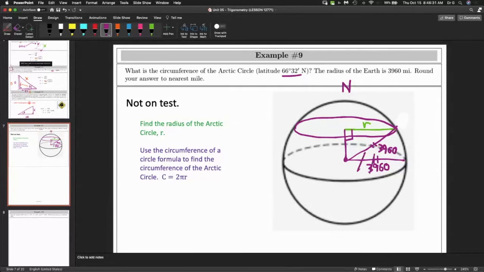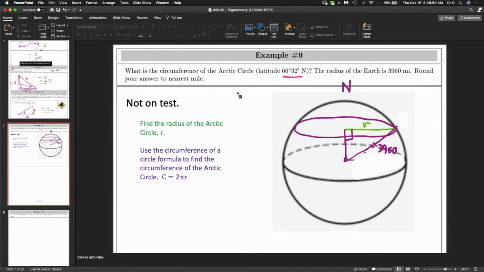So I'm just going to cross that out. Let's get rid of that. So all you need to do now is figure out something with the angle. It refers to the latitude of the Earth, the Arctic Circle, as being 66 degrees and 32 minutes. A little comment about that. This is why it's not on your test.